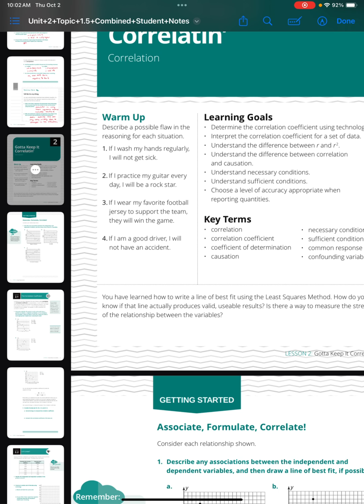Well, I'm not going to write anything out here, but I'm just going to talk you through it. It's possible people that wash their hands all the time still get sick, so there's a flaw there. It's not directly related to each other.